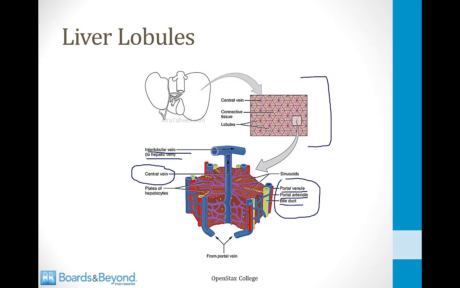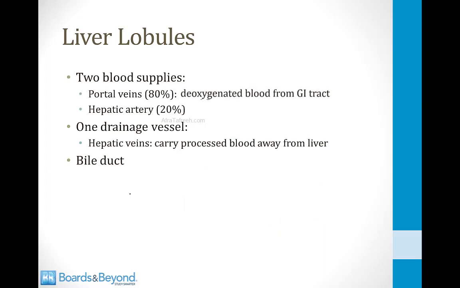So there are 3 channels in the portal triad. That's why it's called a triad. One of the channels is the portal vein, one is an artery, and one is a bile duct. So what this means is that liver lobules have blood coming in from 2 different places. Most of the blood to the liver lobules comes in via the portal veins. This is deoxygenated blood coming from the GI tract. There's also some blood that comes in via the hepatic artery. This is obviously oxygenated blood. This represents about 20% of the blood flow to the liver.